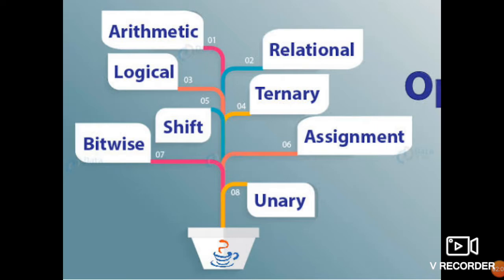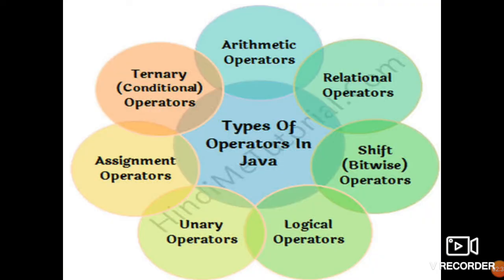Now, as you can see in the tree, the very first operator is the unary operator. Unary means single. Unary means one. So any operator which can perform work on one operand is a unary operator. Now, a unary operator can be the unary plus operator or the unary minus operator. Unary plus means plus A, unary minus means minus A. Here I am again showing you the different types of operators used in Java.